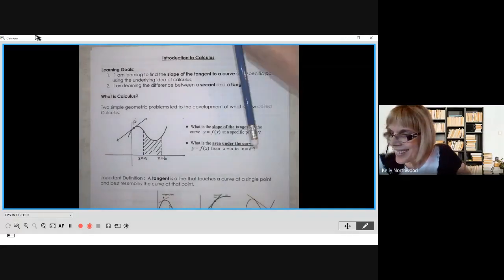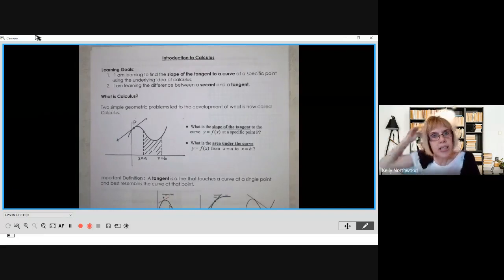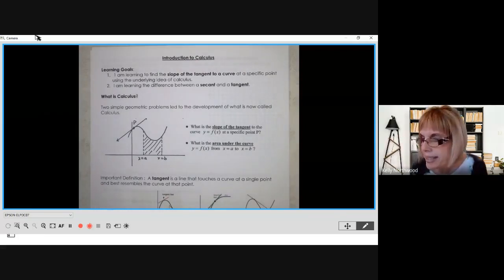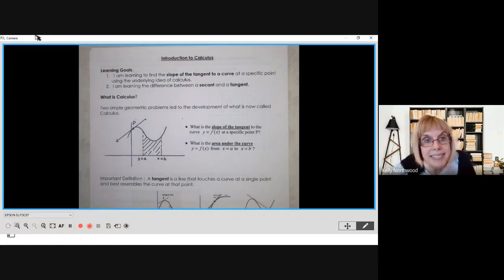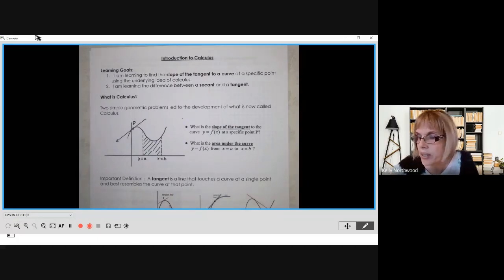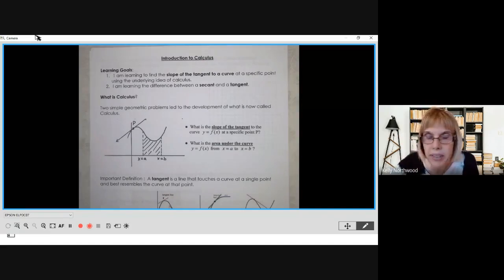First lesson. All right, so our learning goals are to find the slope of the tangent to a curve at a specific point using the underlying idea of calculus. And we're learning the difference between a secant and a tangent. So what is calculus? It's different from anything we've done up till now. It's cool. Both things we're going to do, calculus and vectors this year, aren't just things we've done before. They're completely new, which makes it interesting and different and kind of like a fresh start for everybody.